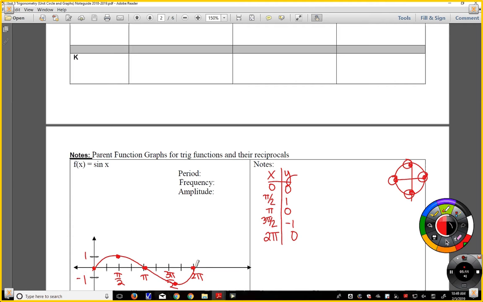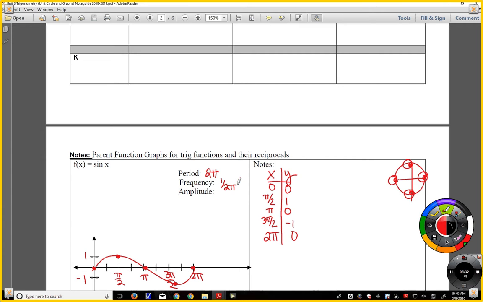So period, how long did it take the sine graph to complete one cycle for the parent function? 2 pi, right? That's why we stopped at 2 pi, because we're going to start over again. And then remember that your frequency is just the reciprocal of that. Okay? And that's going to come in handy when we're working on our project.